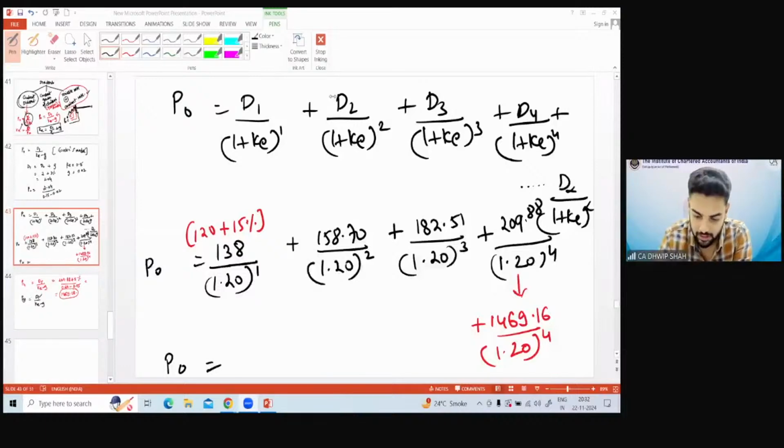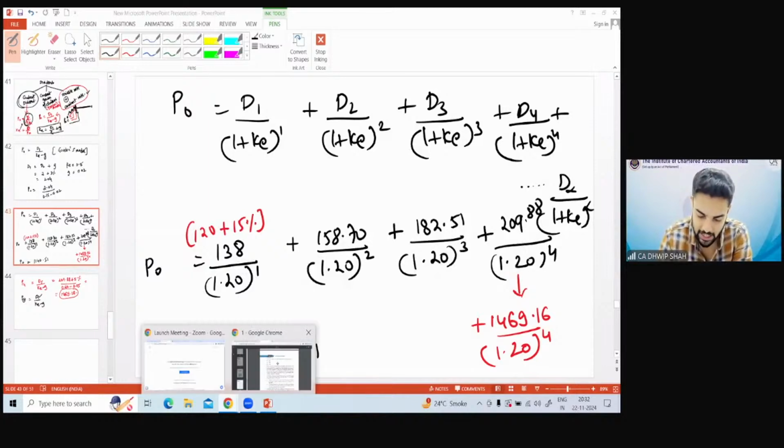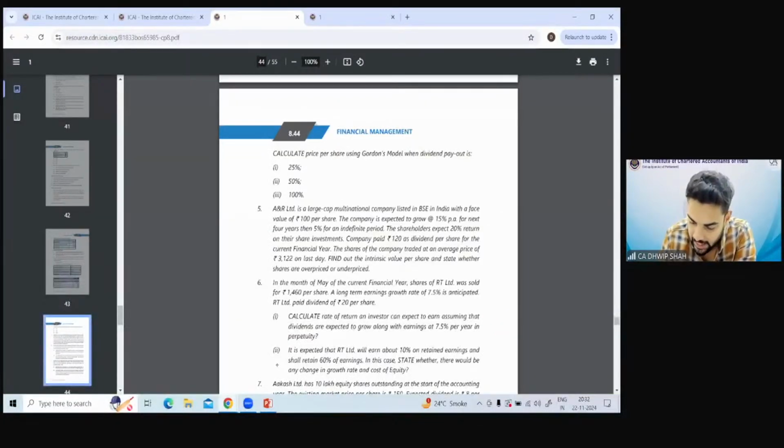Yes, for 1140.51. Okay. So my worth of the share today is 1140.51. Hope everyone got this answer. Now this estimated price, this worth, we will compare with the actual price. How much is the actual price? It says that the actual share price trading in the company is 3122.